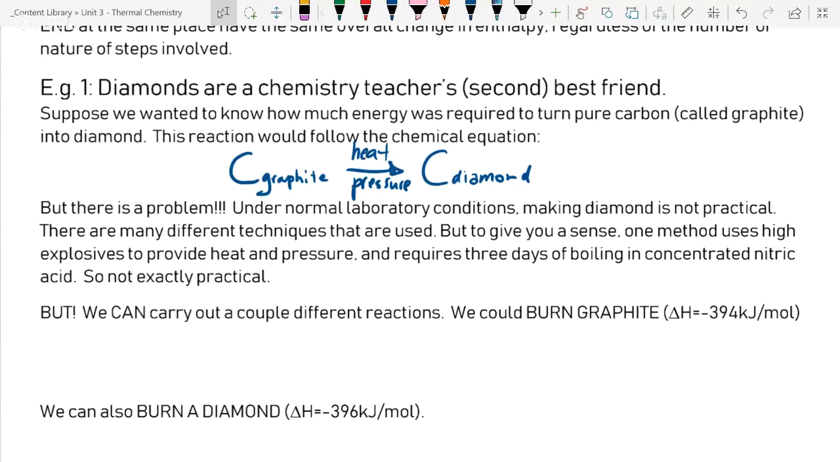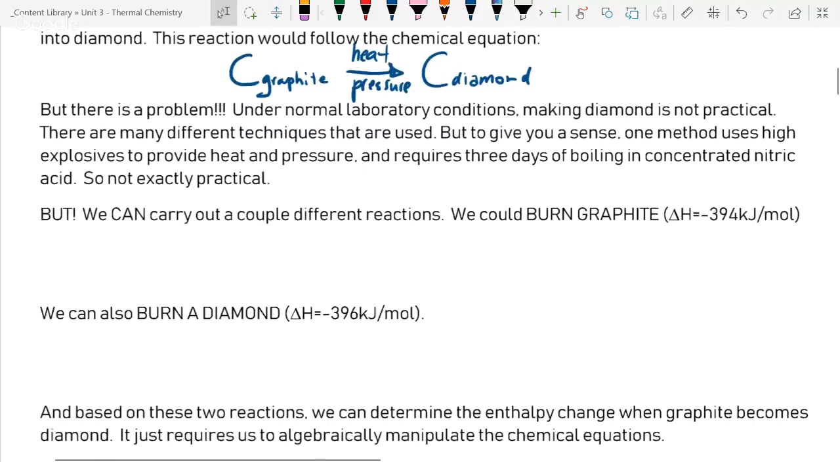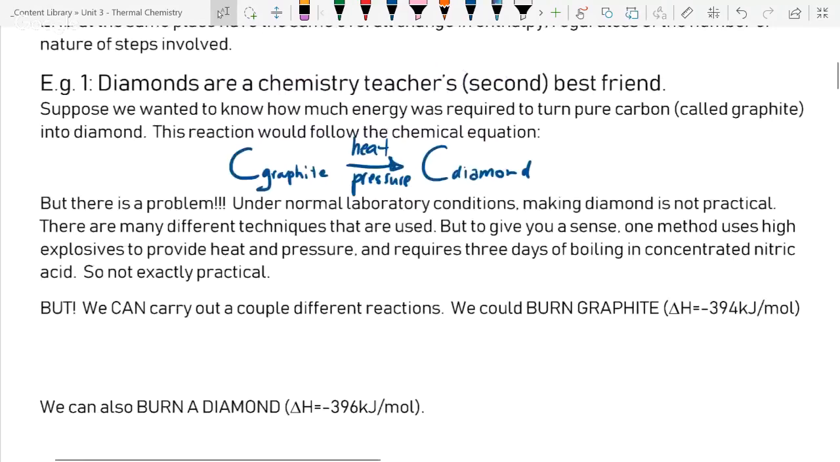I found one method that uses high explosives to provide heat and pressure and then requires 3 days of boiling in concentrated nitric acid. So I ran that by lab safety at the board, and they were like, no. We don't have to do it in here. Just put it in the fume hood. Our ventilation system always works so well. What could possibly be the problem? So we're not going to do this lab.